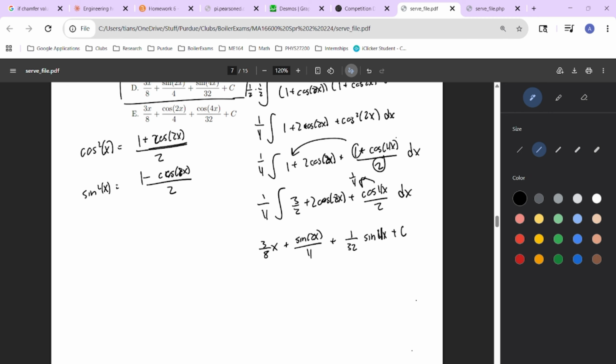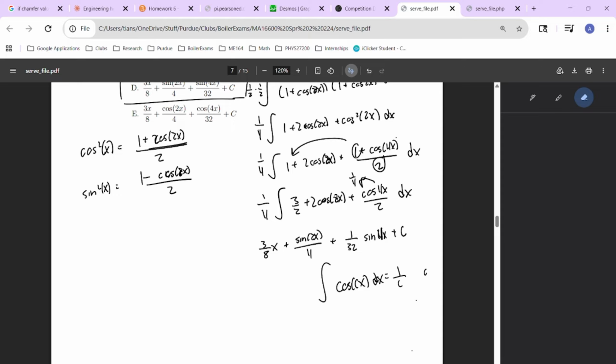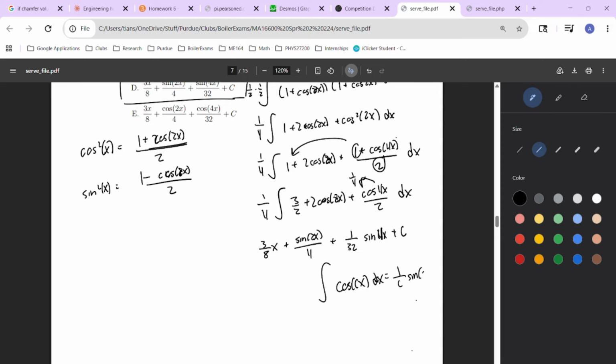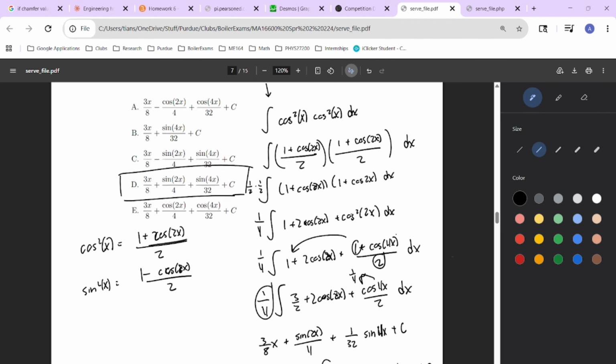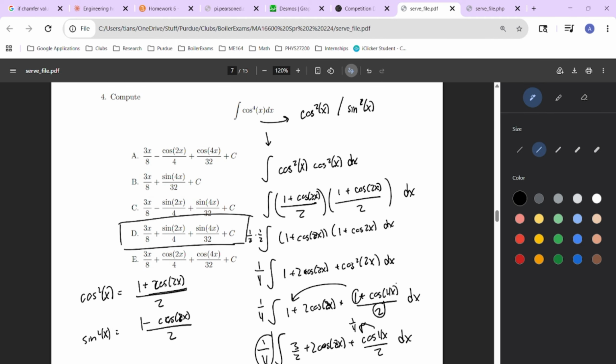to do 1 over 32 is because the integral of cosine of cx becomes equal to 1 over c multiplied by sine of cx. And so you have 1/4 over 2, that's 1/8, and then multiplied by 1/4 out here. That would be 1 over 32. That is how I got 1 over 32, and that's how I did all the other coefficients of this problem, which results in an answer choice D.